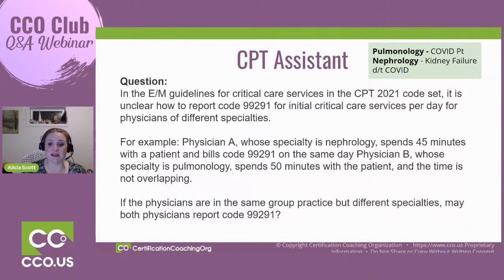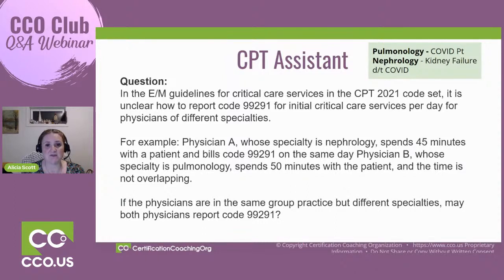They're going to be bringing in nephrology. In this question that came out, it said in the E&M guidelines for critical care services, for the 2021 code set, it's unclear how to report code 99291 for initial critical care. The example would be physician A, whose specialty is nephrology, spends 45 minutes with the patient and bills the code 99291.